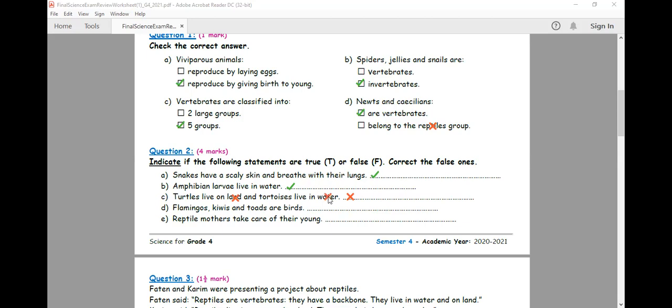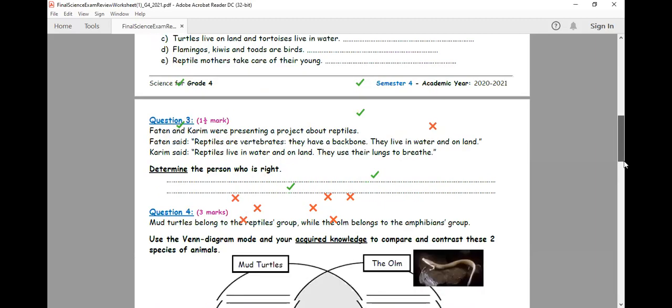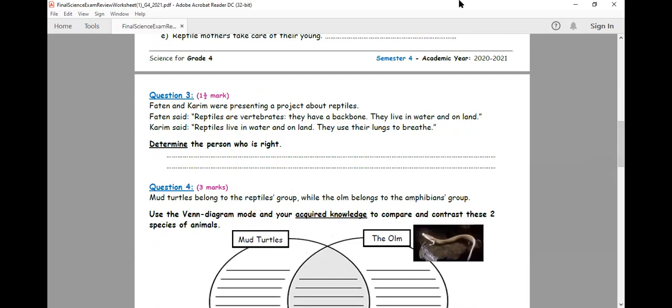Flamingos, kiwis, and toads are birds. What do you think? False. Toads are not birds. Reptile mothers take care of their young. No, the babies take care of themselves, not the mothers.